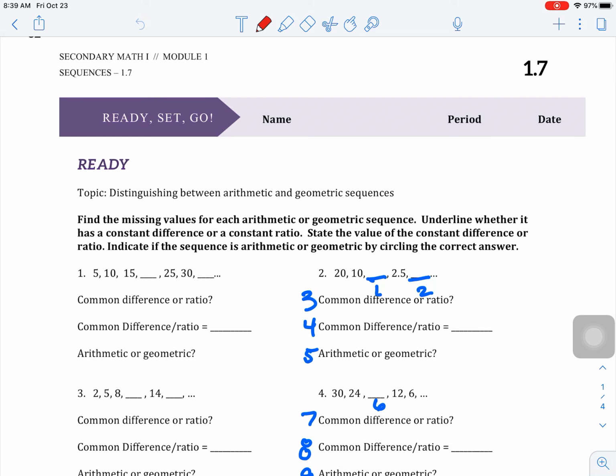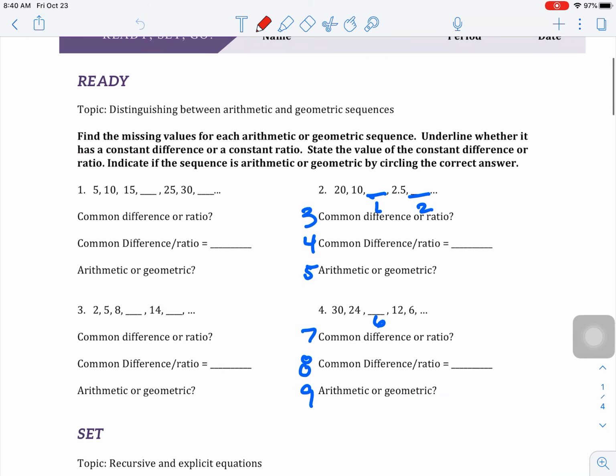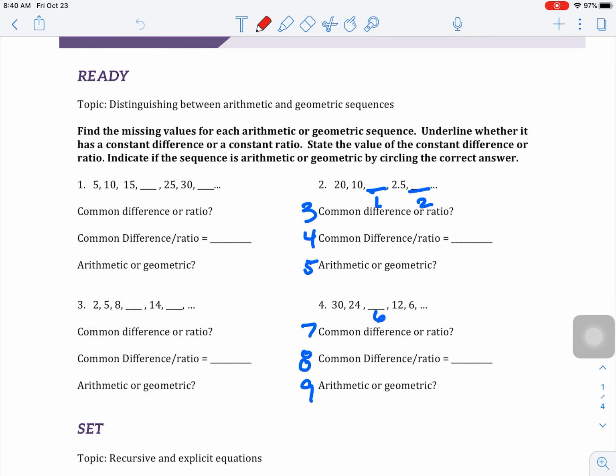This is the Module 1.7 RSG, the homework section, and I think it's a really great opportunity to practice the skills for this unit that will be on the test. So I'm going to do some problems in this video that are not on the formative so that you can practice on your own when you get to the formative. So let's start with number 1.